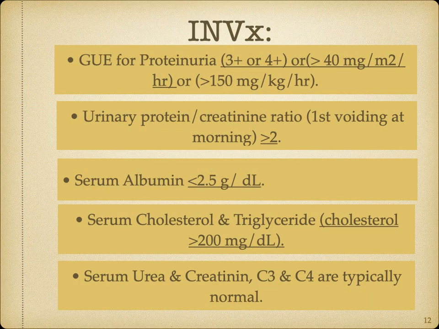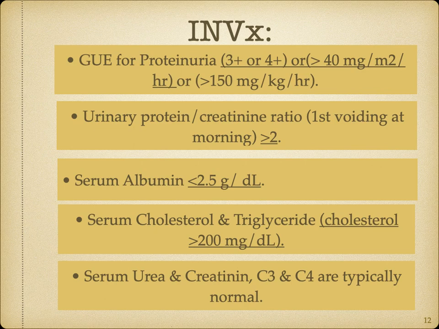In order to confirm our clinical diagnosis, we send the patient for general urine examination looking for proteinuria. Usually the patient has a nephrotic range proteinuria, which is more than 40 mg per square meter per hour or more than 150 mg per kg per hour.